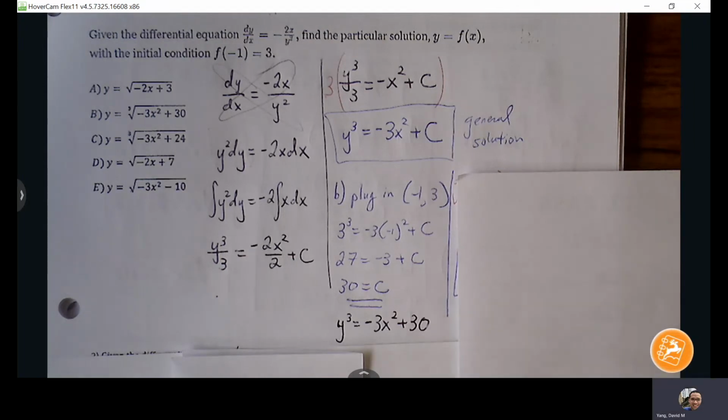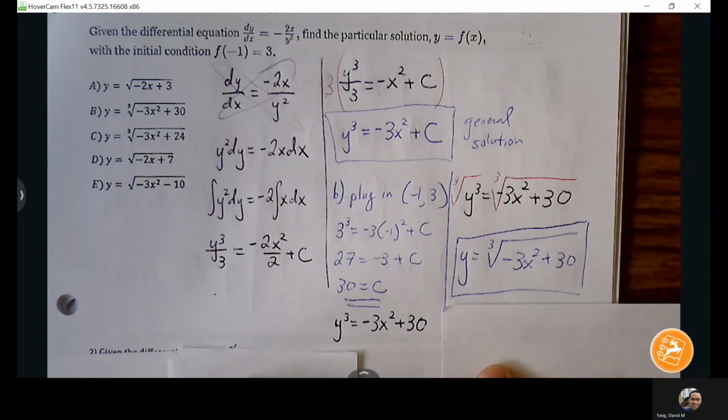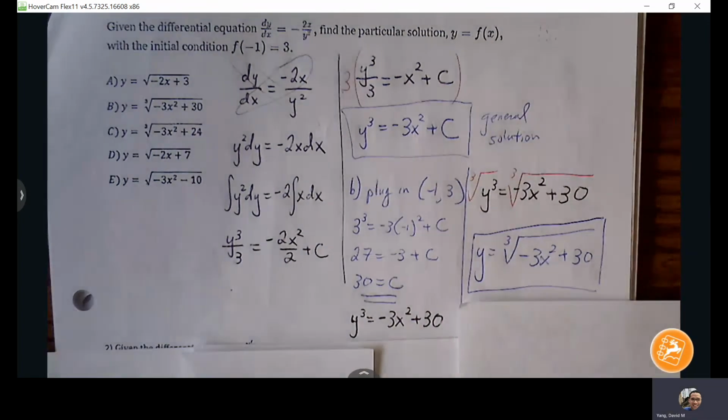Now that I have y cubed equals -3x squared plus 30, what's the final step? Take the cube root. Okay. Now, cube root, there's no plus or minus, right? Plus or minus is only for square roots or even roots. So there's no need to make a decision. That is our answer. There's no need to choose between options. So there's only one solution, and that's the cube root.